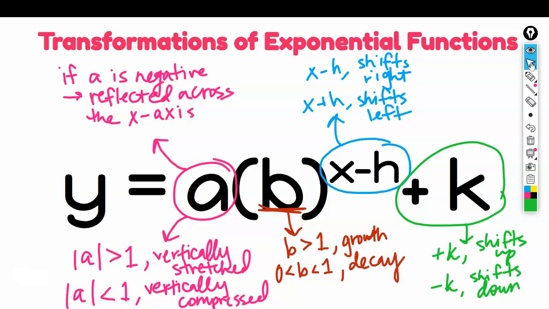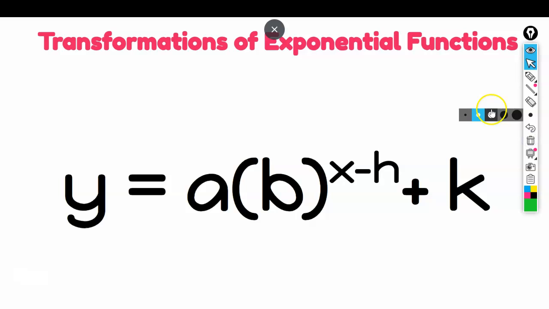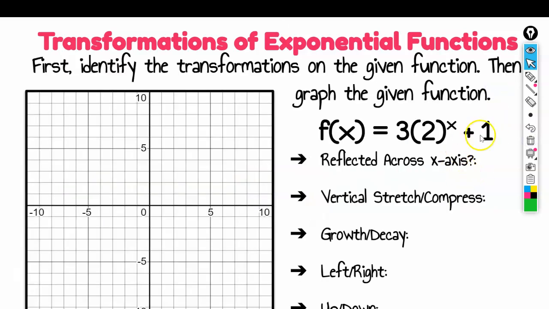So please make notes of this information because it is really important. We've seen this a lot of times before. The job is pretty much the same for a, h, and k as we've seen it in previous units. It just looks a little bit different because of how exponential functions are written down. And of course, we have the addition of this b value. So let's move on and let's see an example.